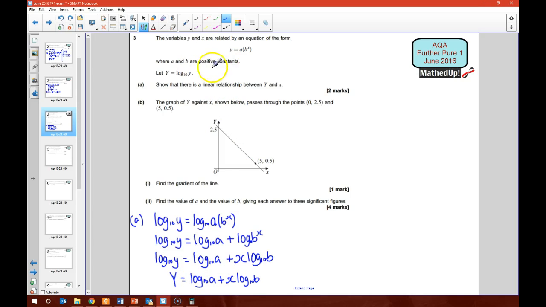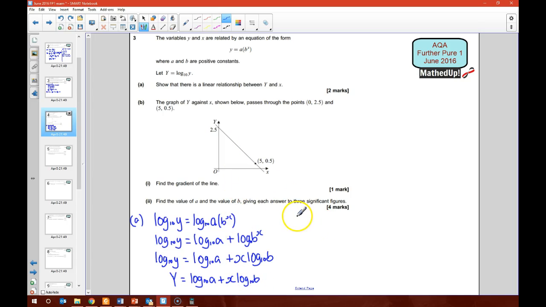Okay, and we've now shown that this is a linear relationship because the log of a is a constant value, because we know that a is constant. So if we had our equation in the form y equals mx plus c, that would be our c value or our y-intercept. The x is just going to be x, and the log of b is our coefficient of x, so this is like our m value, our gradient. So log b is going to be given to us by our gradient.